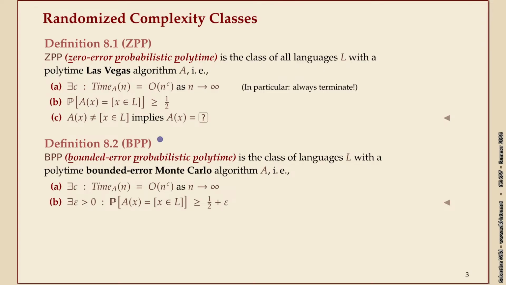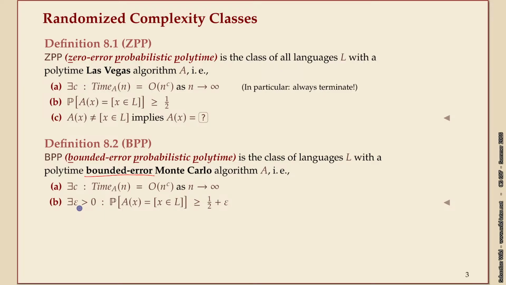Then a similar name but different beast is BPP, the bounded error probabilistic polytime problems. It's the set of all languages where we have a Monte Carlo algorithm, but crucially of the bounded error type. I keep stressing this, but you've seen it when we talked about Chernoff bounds: these are really different. So again, just to have that on the slide again, polynomial time, always terminating.